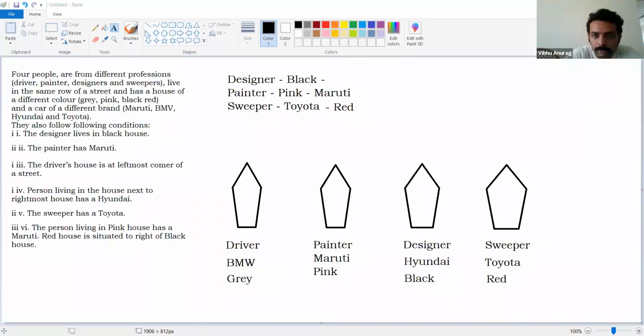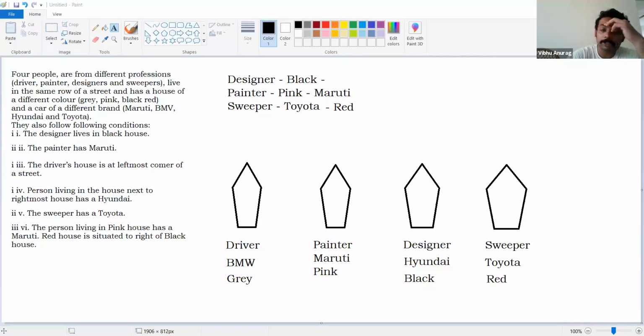So owner of Hyundai is designer. 22 is B. Owner of Hyundai is designer. Driver has a BMW. 23 is also B. 24, color of sweeper's house is red. That is also B.